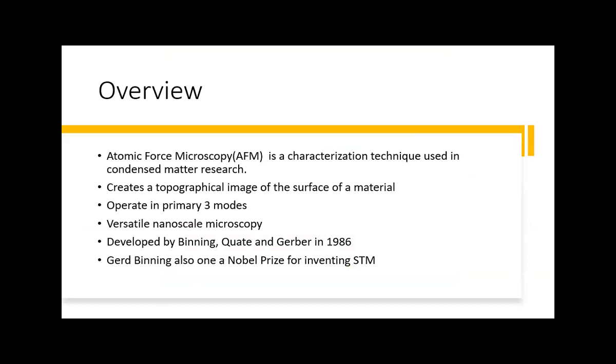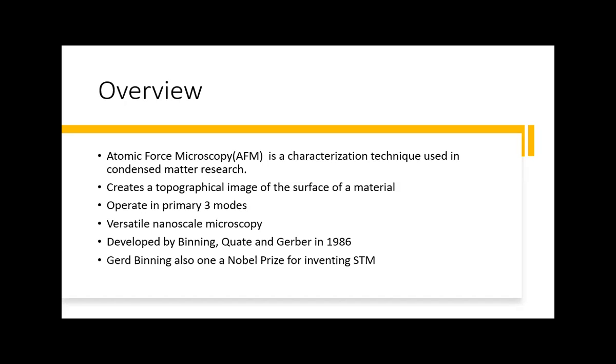I'm talking about atomic force microscopy. It's a characterization technique widely used in condensed matter research. What it does is create a topographical map of a material, whatever you're looking at. There are 3 primary modes that it operates in, and I'll be talking a little bit about each of those modes.